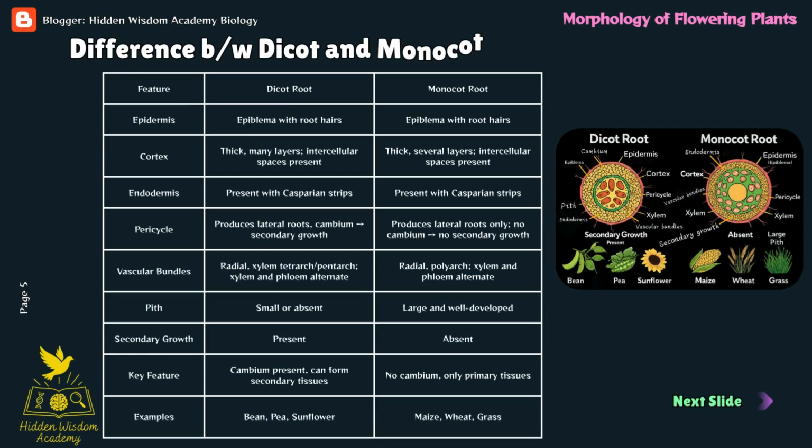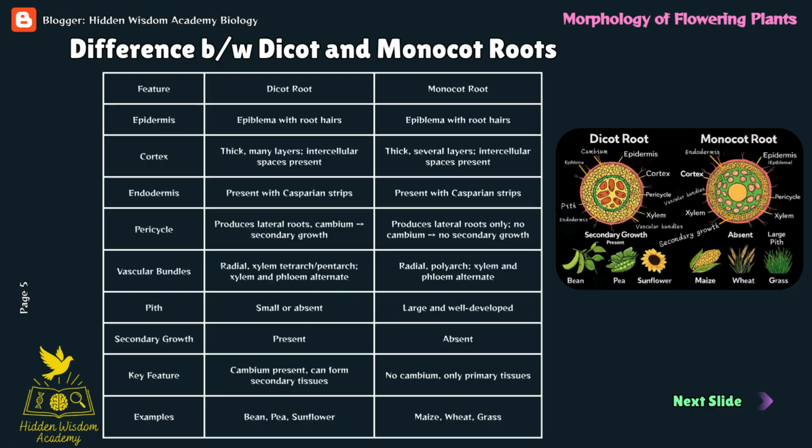Let's quickly compare dicot and monocot roots. Dicot roots, like beans and peas, have a small or absent pith, radial vascular bundles that are tetrarch or pentarch, and a pericycle that forms cambium, allowing secondary growth. Monocot roots, like maize and wheat, have a large pith, polyarch vascular bundles with many xylem patches, and a pericycle that only makes lateral roots, so there is no secondary growth.